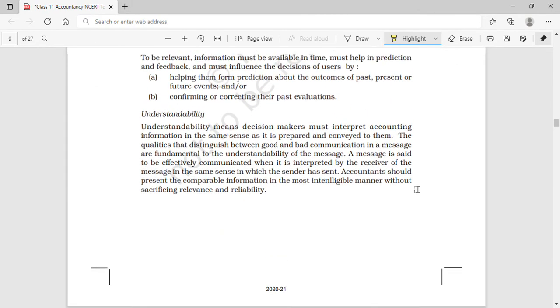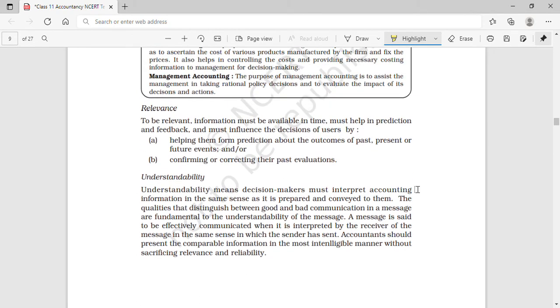My second R is relevance. What do you mean by relevance? It means the information should be available in time. If the transactions happened in January, you cannot pass those transactions in the month of March. If the management asks you in January for some information, and you are not able to give it at that time, that means it is wrong. The information must be available in time.